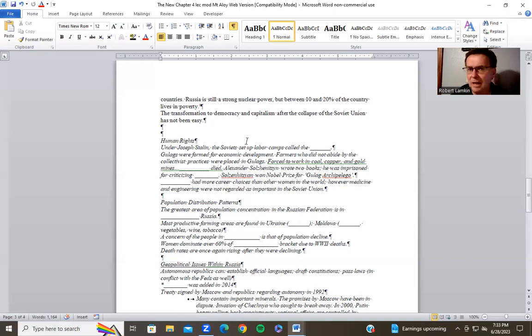About 3 million people died there. Alexander Solzhenitsyn wrote two books about this. He was in prison for criticizing Stalin. He did win a Nobel Peace Prize for his book, The Gulag Archipelago.